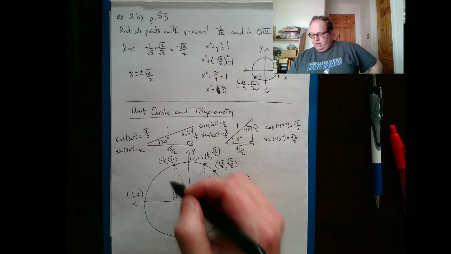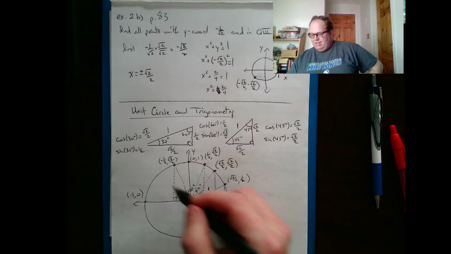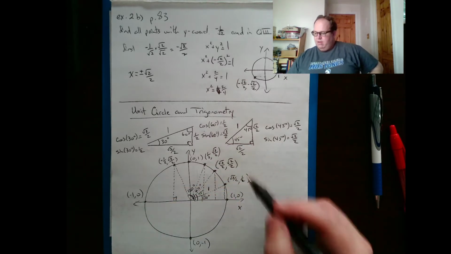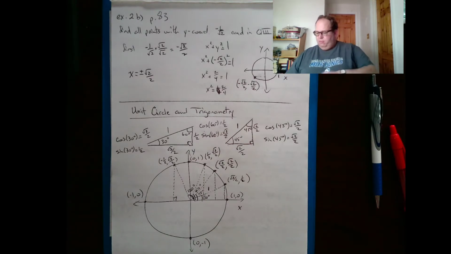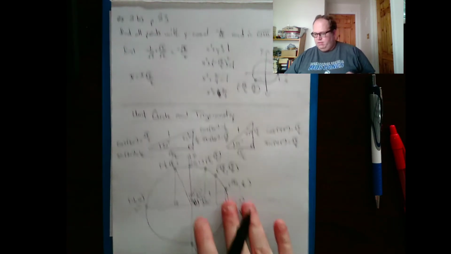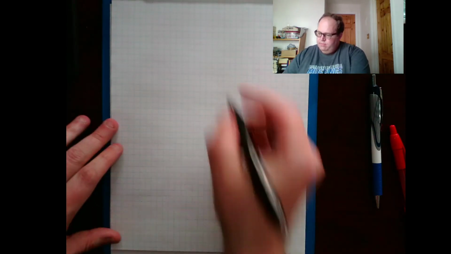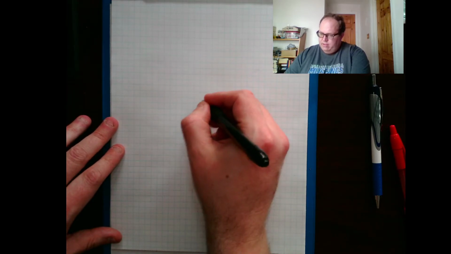And as you carry along, you can actually get a number of exact values for sine and cosine just by using these two triangles. I'm going to go onto a new page and show you a bigger version of this. See how this turns out. I should go down here, I guess.